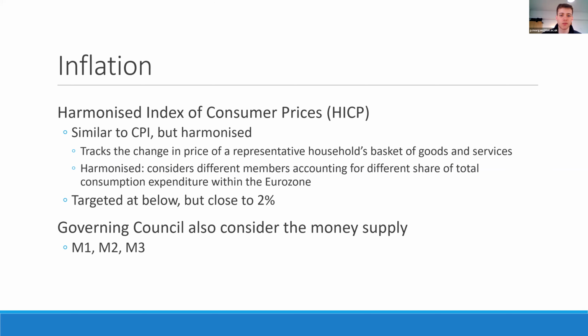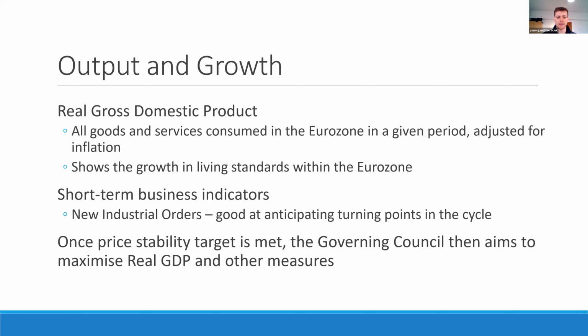Now, next is output and growth. The Governing Council tracks the progress on output and growth by looking at real GDP, which measures the growth in living standards. In order to calculate real GDP, they firstly calculate nominal GDP, which is the sum of total goods and services consumed by households in the Eurozone for a given period of time. However, alone, this is not good enough because it doesn't consider changes in the price level. So they then discount nominal GDP by the rate of inflation, and hence they measure the change in consumption, keeping price levels constant.